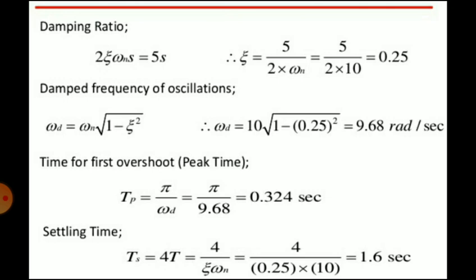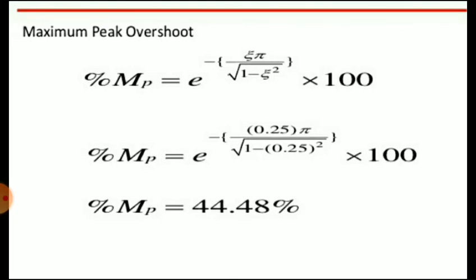So you have to do the calculation to get the answers. Then find the maximum peak overshoot, that is percentage Mp. After putting the values of zeta and other values, you will get percentage Mp equal to 44.48%, that is the peak overshoot. So it is the largest error between the reference input and the output during the transient period. So it is 44.48%.